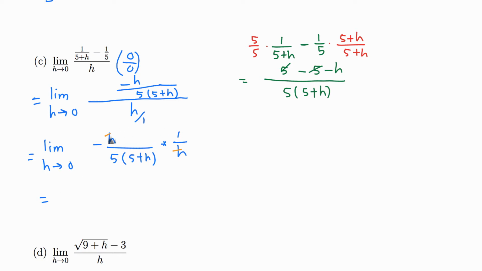So there is nothing to plug in on the top, so -1 on the top. On the bottom, we got 5 plus 0, which is 5, and 5 times 5 is 25. So -1 over 25.